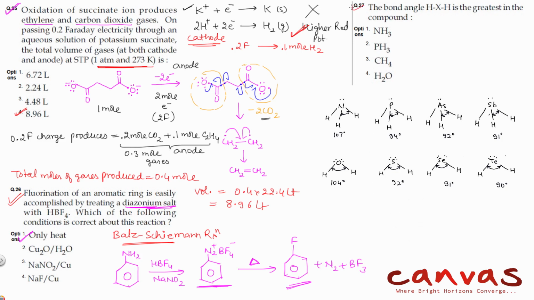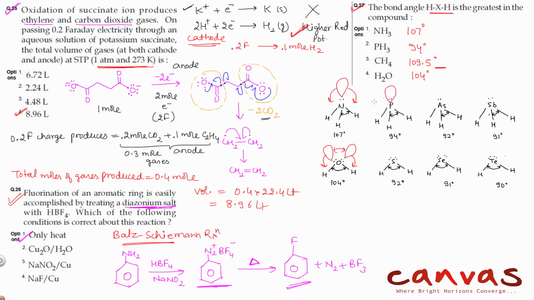Next question, 27. The bond angles HXH. X is the central atom here. So in NH3 we know the bond angle is 107 degree, PH3 here 94 degrees, CH4 perfect tetrahedral 109.5 degrees, water everyone knows it is 104 degree. Because in water we have two lone pairs here, they repel. So because of that the angle reduces from the ideal 109.5 degrees. In NH3 we have one lone pair, so repulsions are not that much. So angle reduces from 109.5 but goes only up to 107.